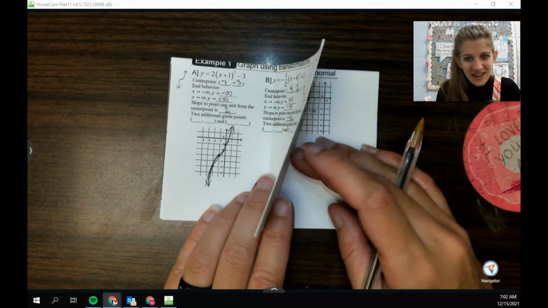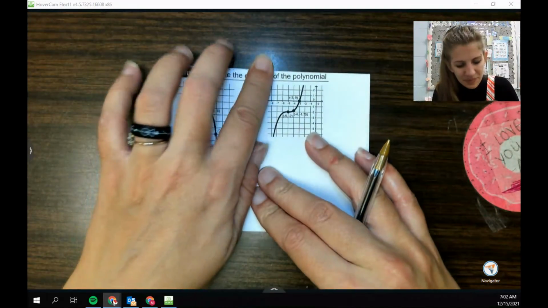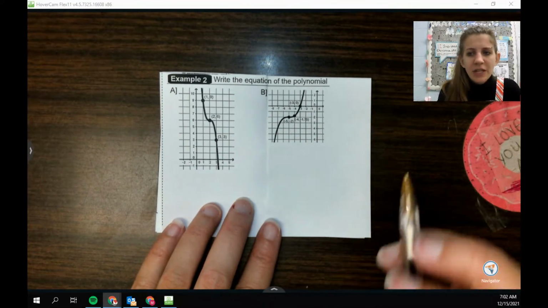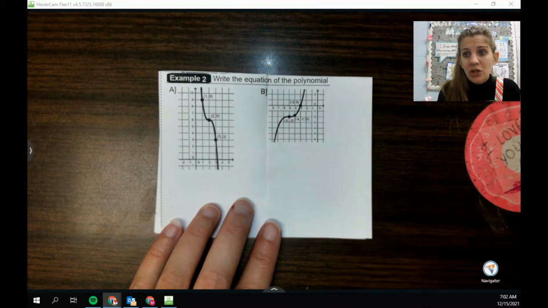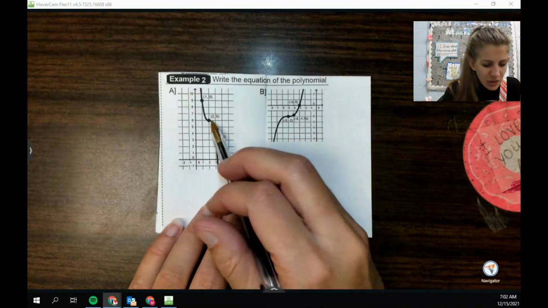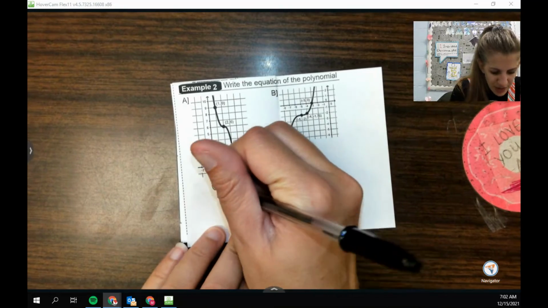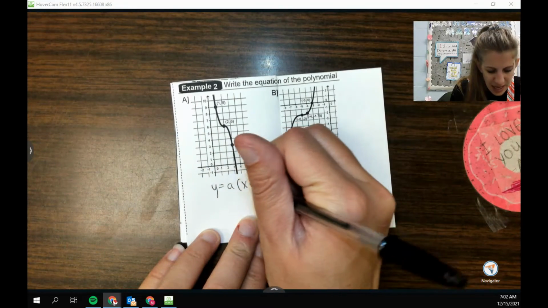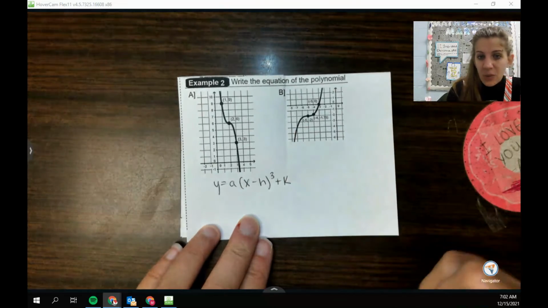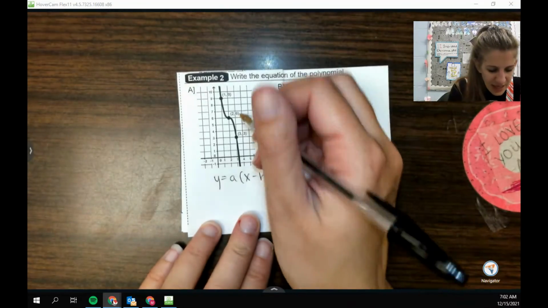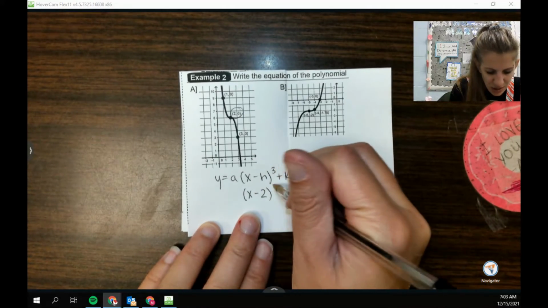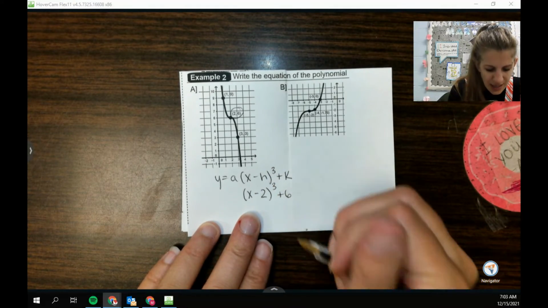So let's try some backwards problems. Okay, so when you're looking at the graph and you want to write the equation, you need to look for that center point. And the center point should sort of happen where you are flattening out. So here's my center point. So we're going to write our equation y equals a parenthesis x minus h cubed plus k because we got a wiggle. Since my center point is 2, 6, we'll do x minus 2 cubed plus 6.